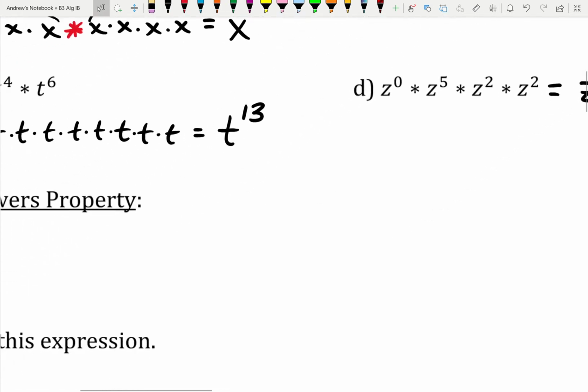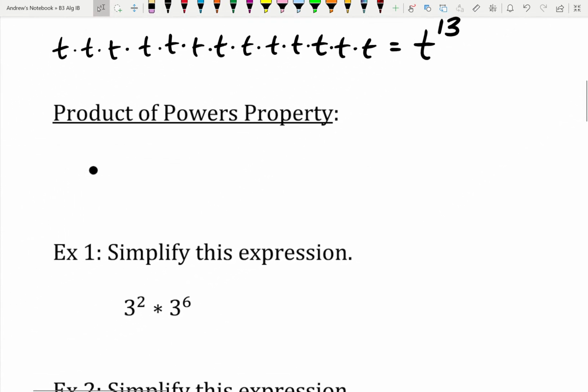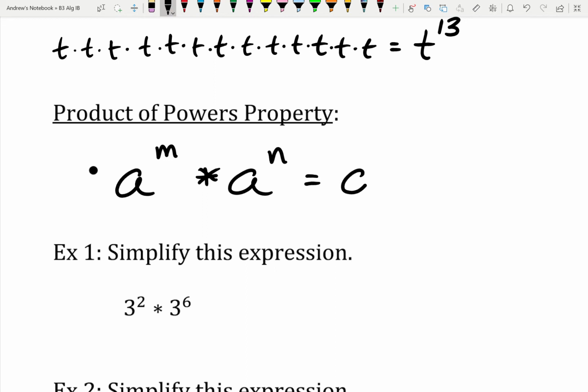And so this brings us to our first property of this unit, the product of powers property. What this is telling me is that if I have something like a to the m power, and I multiply it by a to the n power, what I get out is a to the m plus n power. There's a couple little things that we've got to be careful with here. You might notice that in all of these examples we've been doing so far, these both have a. Those things match.